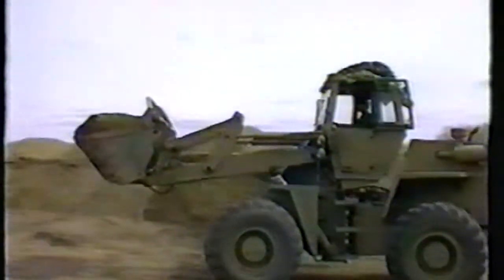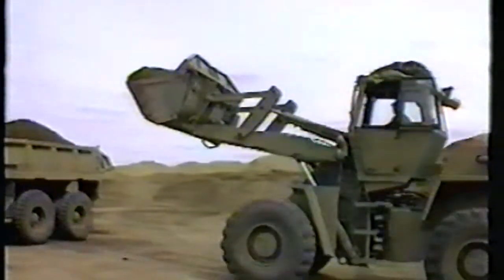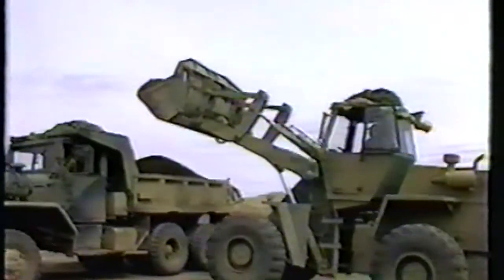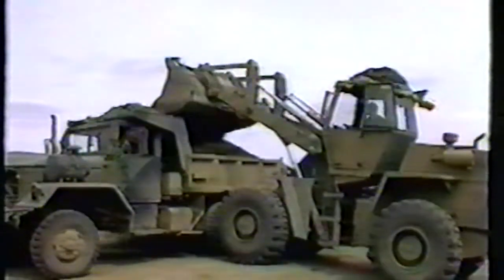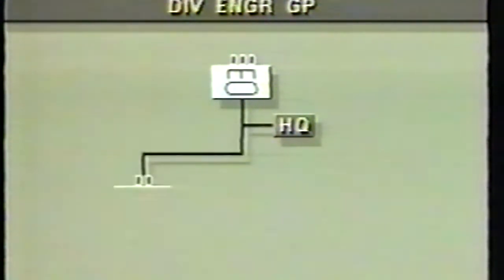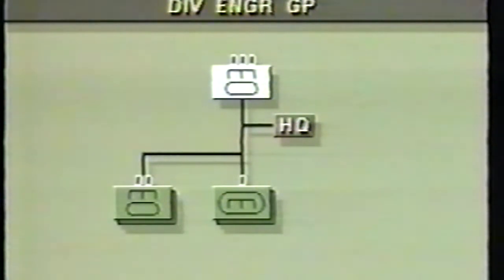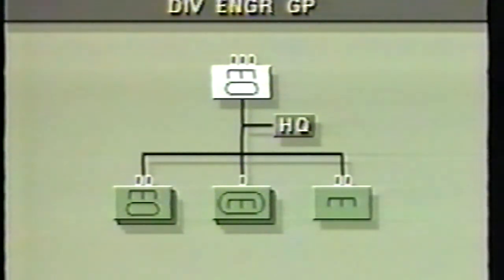The division engineer group is organized and equipped to provide the minimum continuous engineer support required by the division. The group consists of a headquarters, 2 field engineer regiments, 2 armored engineer squadrons, and an engineer support regiment.